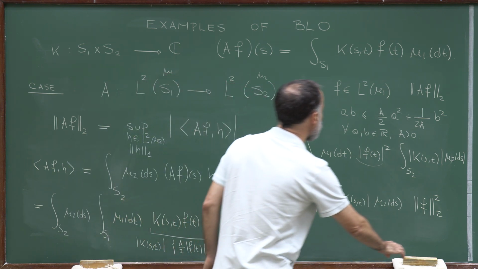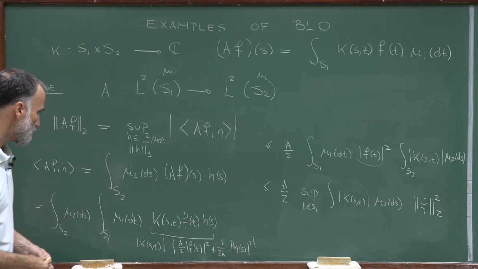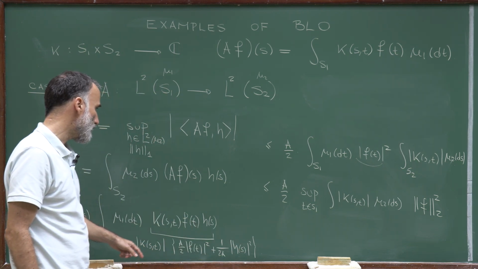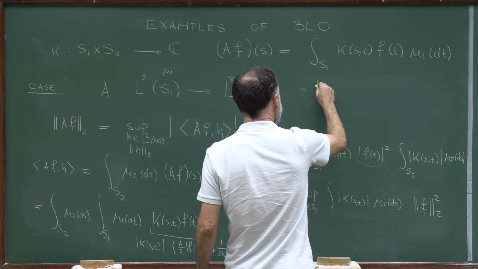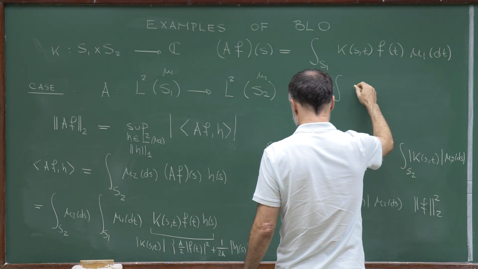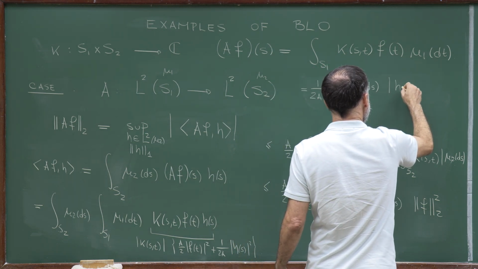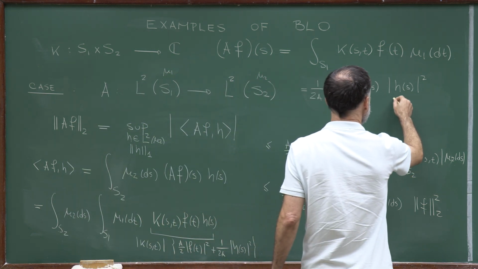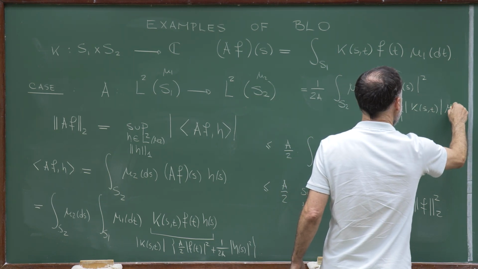Now let me estimate the second term in this piece of the blackboard. And here I will do the same thing, but I will integrate first in t and then in s. So the second term is equal to 1 over 2a, the integral over mu2 ds, this is in S2, of hs squared, and then the integral over S1 of kst dmu1 dt.